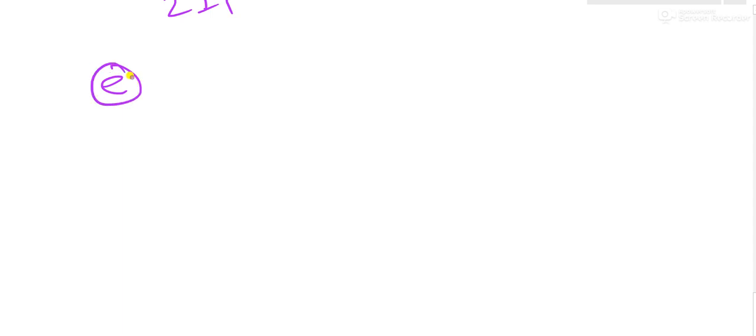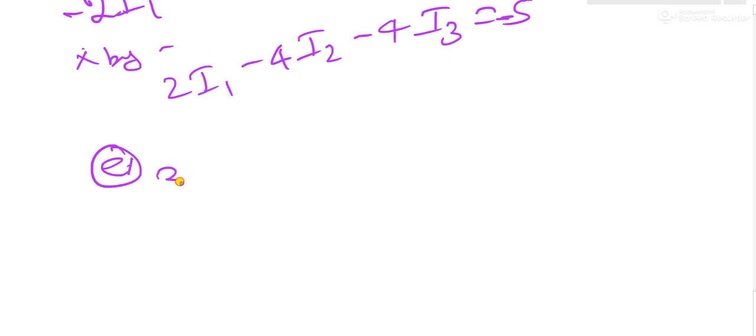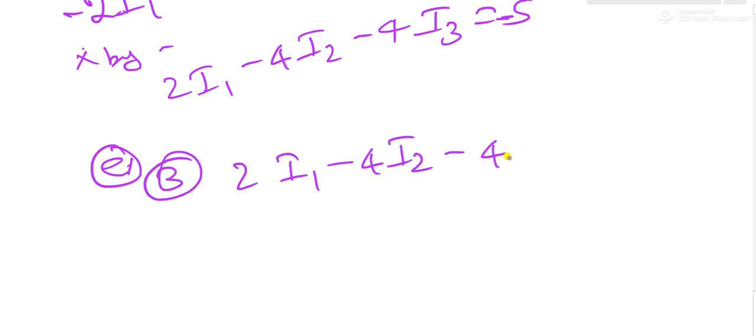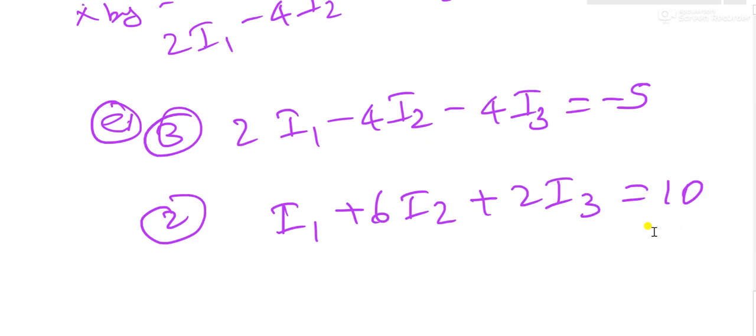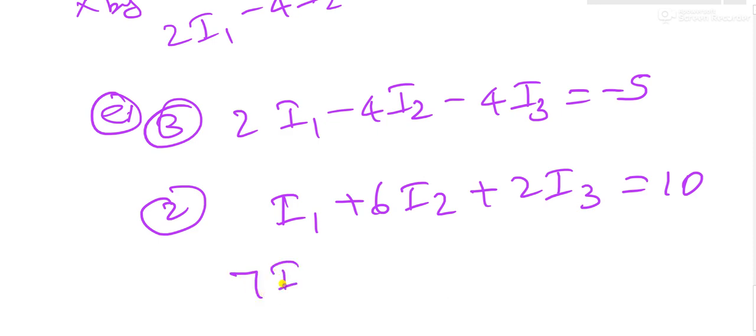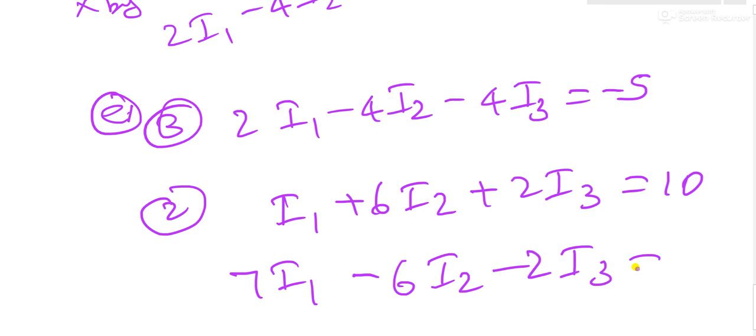First we will write the equations. Equation 3: 2I1 minus 4I2 minus 4I3 is equal to minus 5. Equation 2: I1 plus 6I2 plus 2I3 is equal to 10. Equation 1: 7I1 minus 6I2 minus 2I3 is equal to 10.